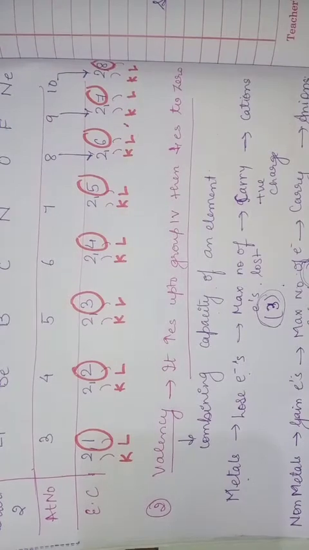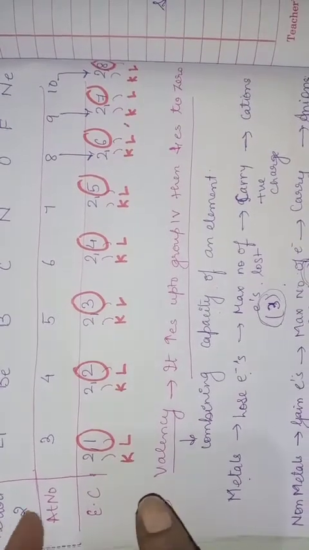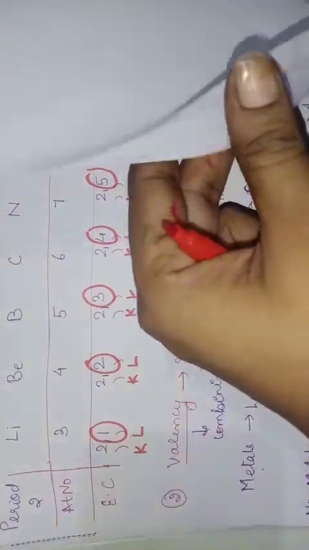Now let us discuss the next property of the period, children. Okay, the next variation in the period. Now the next variation, that is the third variation we have here, is electropositive nature, children. Electropositive nature. So let us discuss electropositive nature.